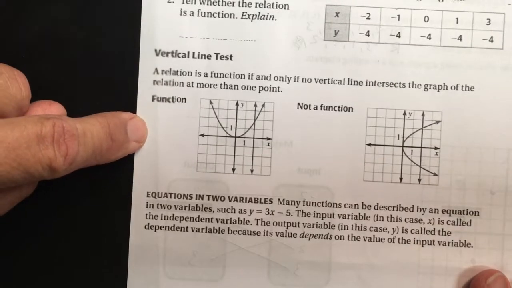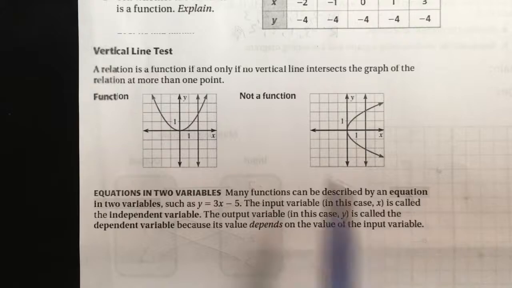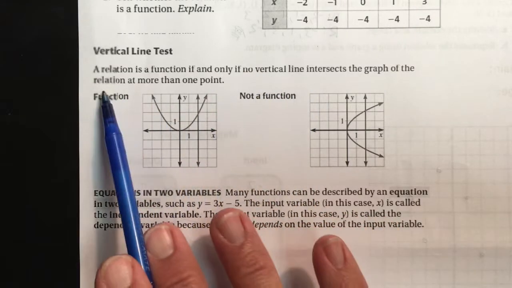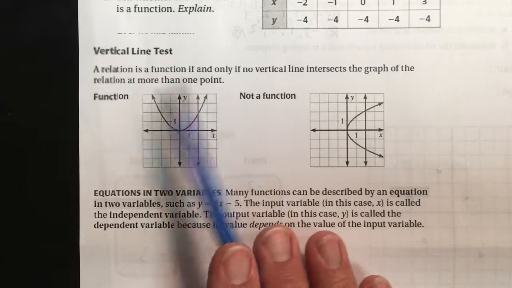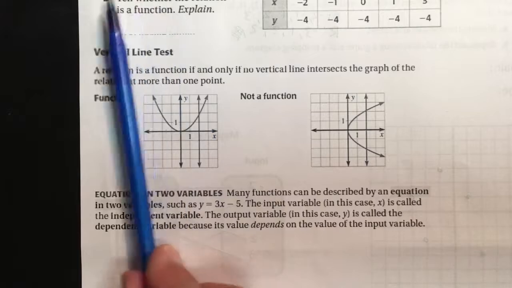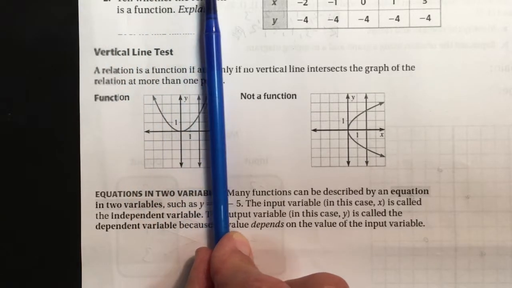Vertical line test. A relation is a function if and only if no vertical line intersects the graph of the relation at more than one point. Essentially, you're just going to take a pencil, straight edge, and as you go along the function that's drawn, it should only cross that function once.